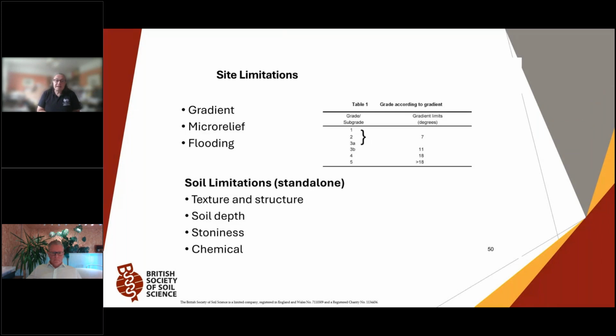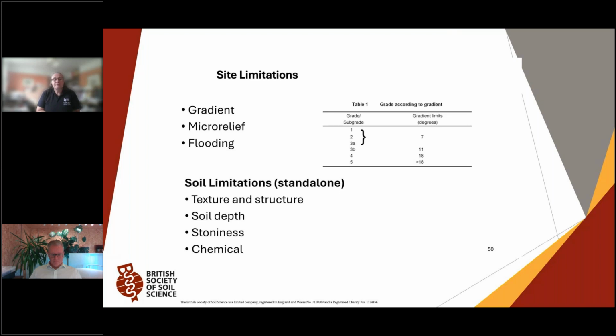Then secondly, we have climate and then site limitations. So the site limitations are gradient, micro-relief and flooding, and these can affect the machinery that can be used, particularly precision planting machinery, and also the risk of flooding. And for each of these limitations there will be a corresponding set of criteria that will be found in the ALC guidelines from 1988, and I've just included the one here for grade according to climate to show you the types of information that is available.